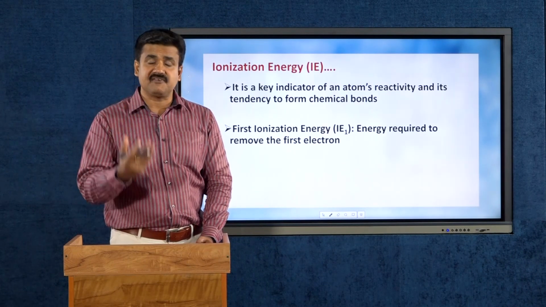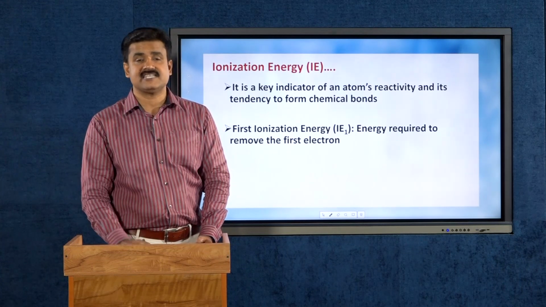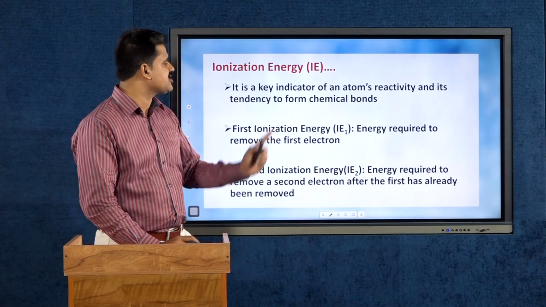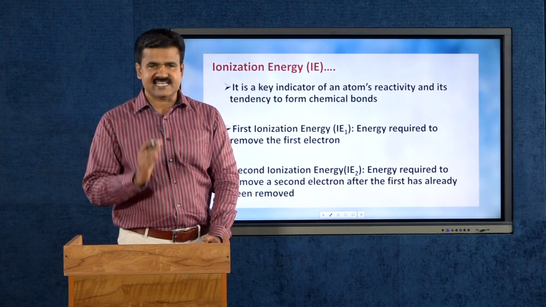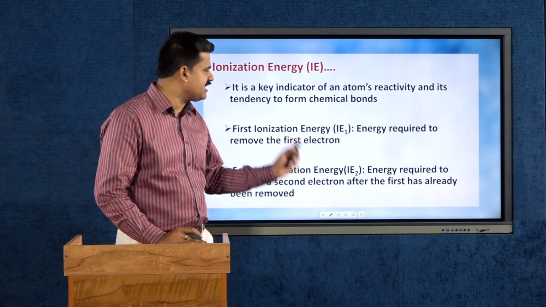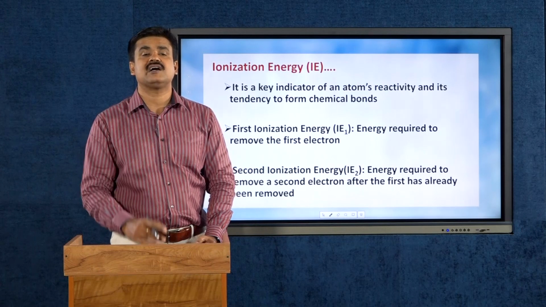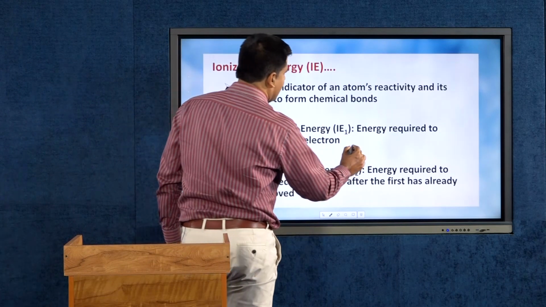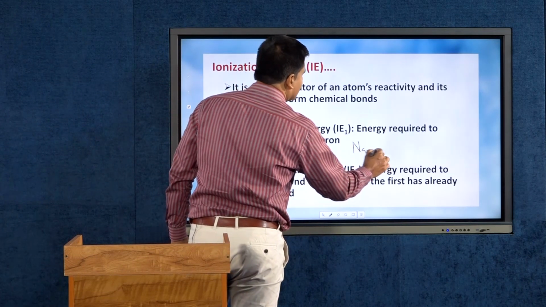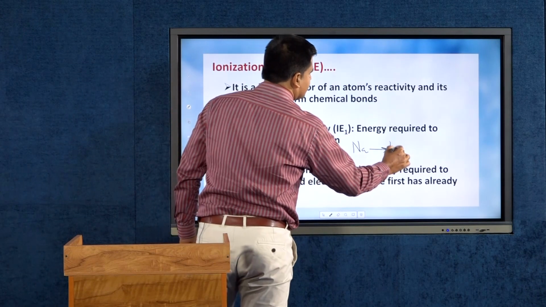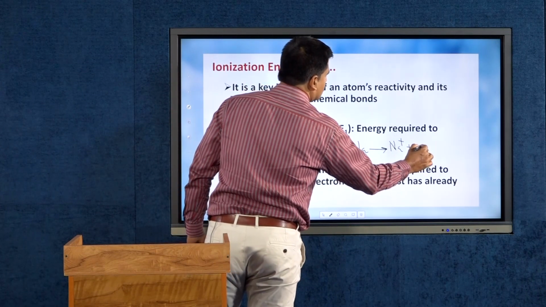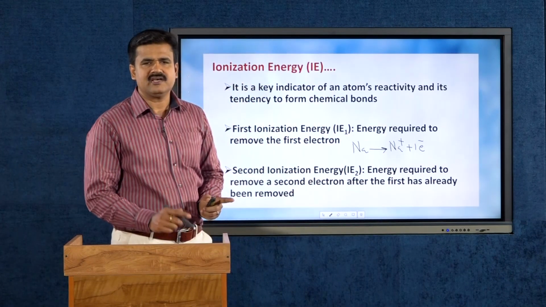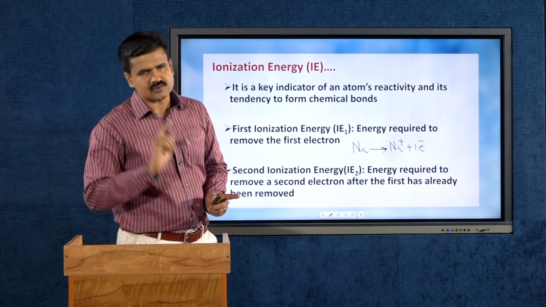In a similar way, we can define second ionization energy, third ionization energy, etc. What about second ionization energy? The second ionization energy, abbreviated as IE2, is the energy required to remove a second electron after the first electron has already been removed. Suppose you have a sodium atom and you remove the first electron to get Na+. The energy required for this purpose is called the first ionization energy of sodium.